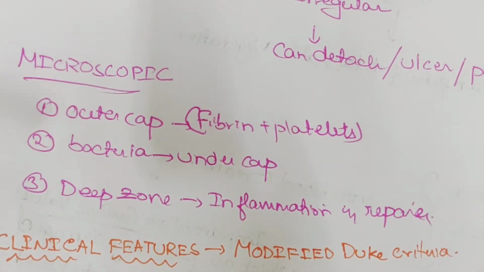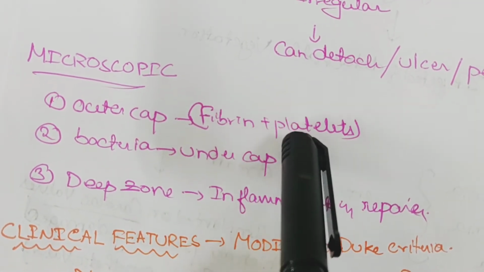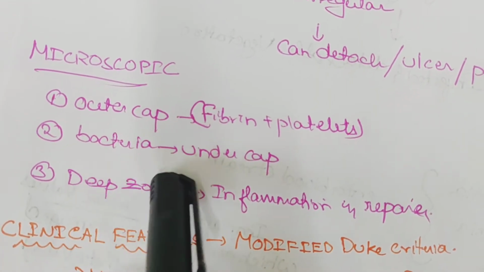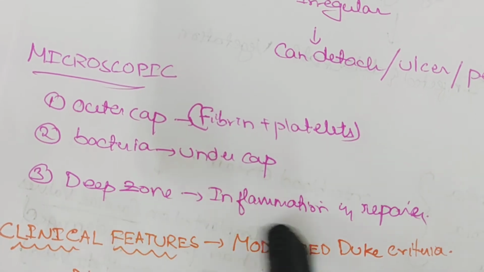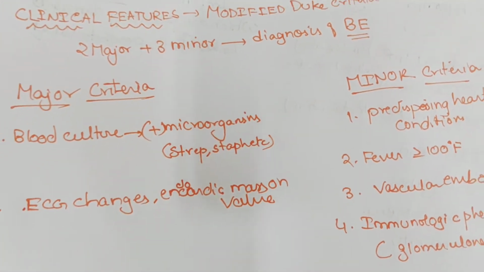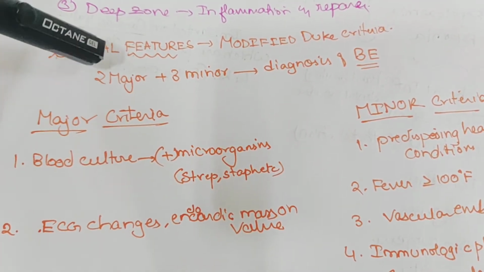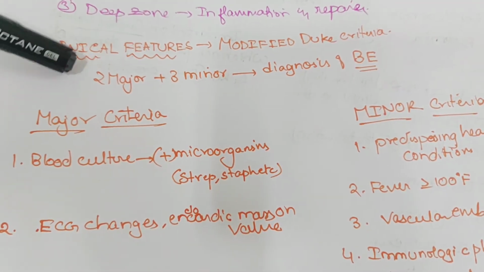So you can see here the microscopic structure. We can see the outer cap which generally has fibrin and platelets, and just below the cap we have bacterial colonies, and in the deep zone we can see inflammation and repair. So that is the morphology of the valve. And next we can see the clinical features, which are described by modified Duke's criteria.